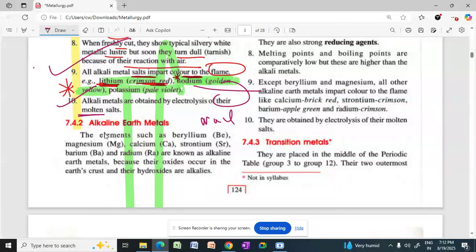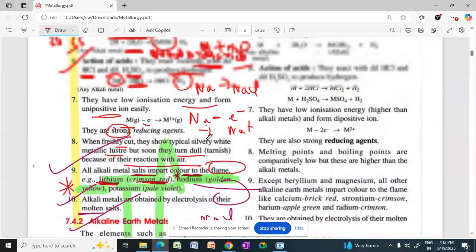Okay, let's first discuss alkaline earth metals. Alkaline earth metals include beryllium, magnesium, calcium, strontium, barium, and radium. These are known as alkaline earth metals because their oxides occur in the earth's crust and their hydroxides are alkalis.